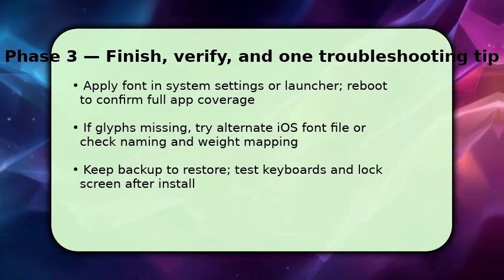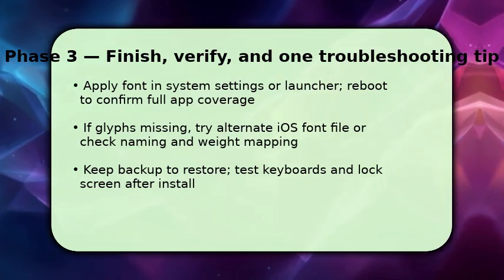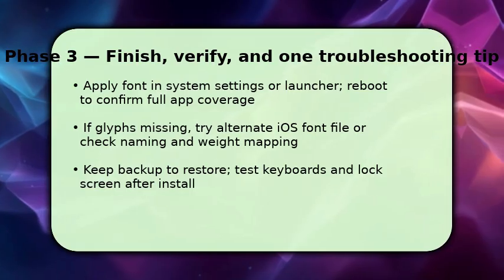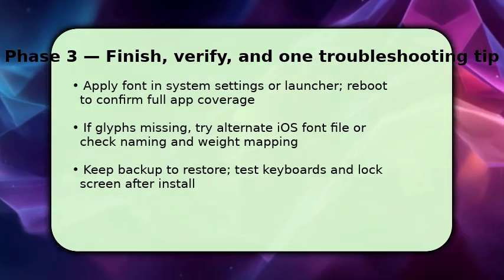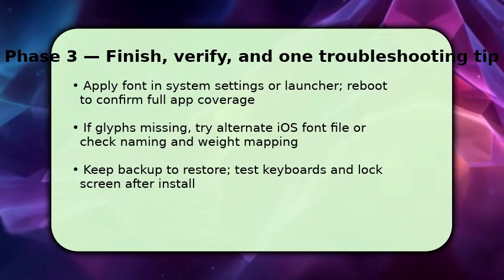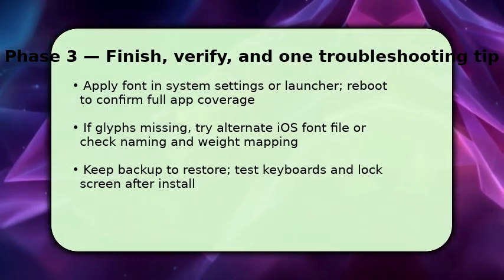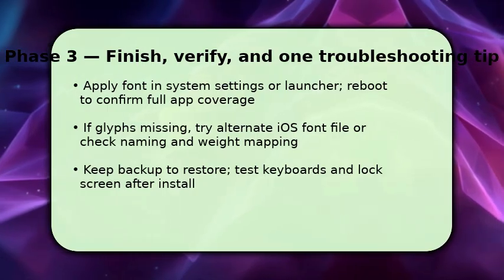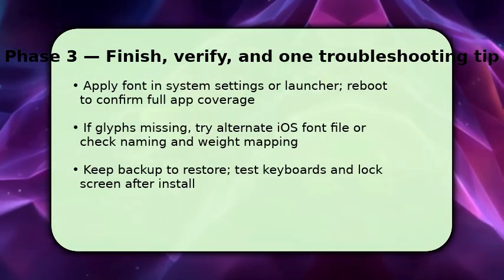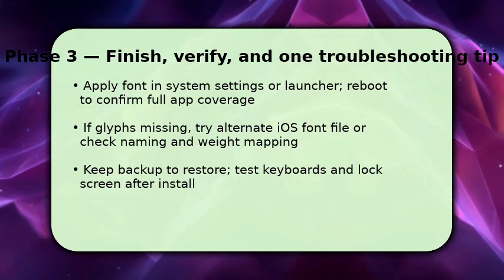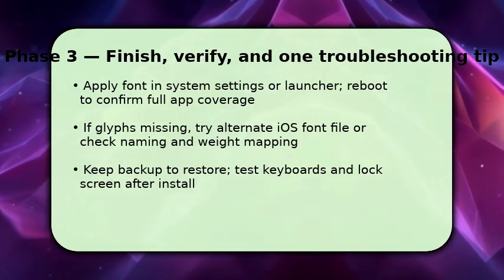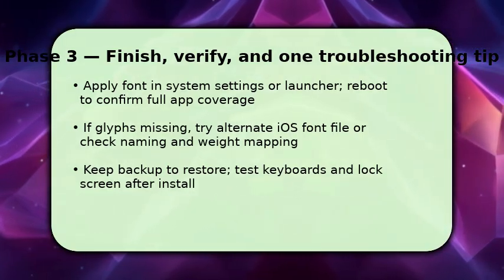across apps. If you see missing glyphs or alignment issues, check that the font file includes required weights, try a different iOS variant, or verify the file name matches expected system naming. Make sure to keep your backup so you can revert quickly. If Android shows crashes, restore backup, clear app caches, and then reapply the font carefully to diagnose the exact conflict.